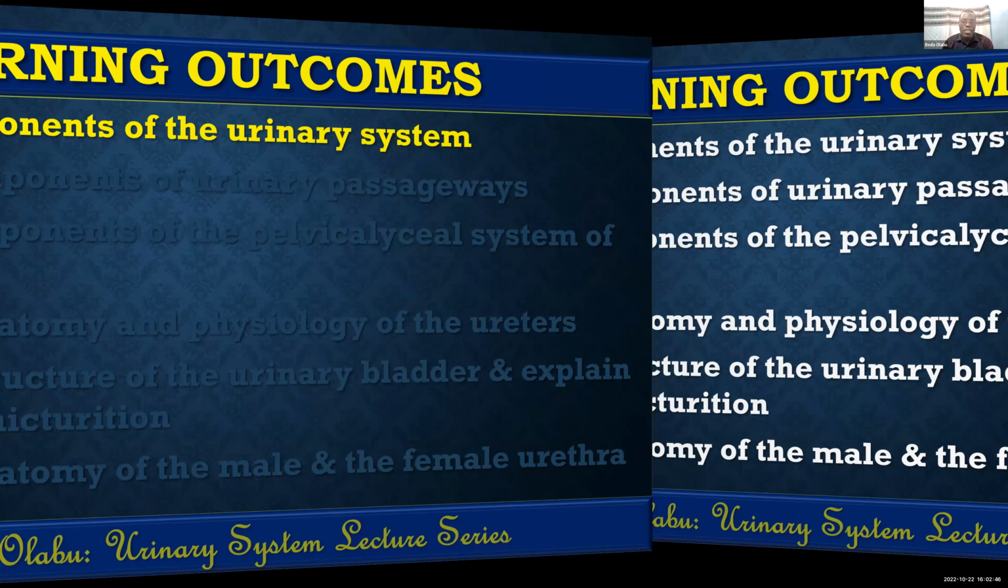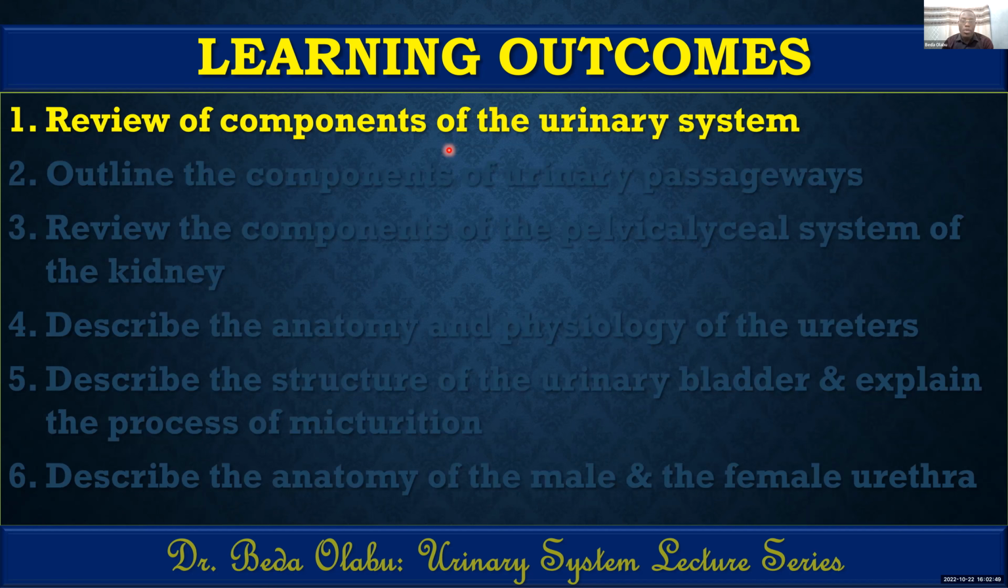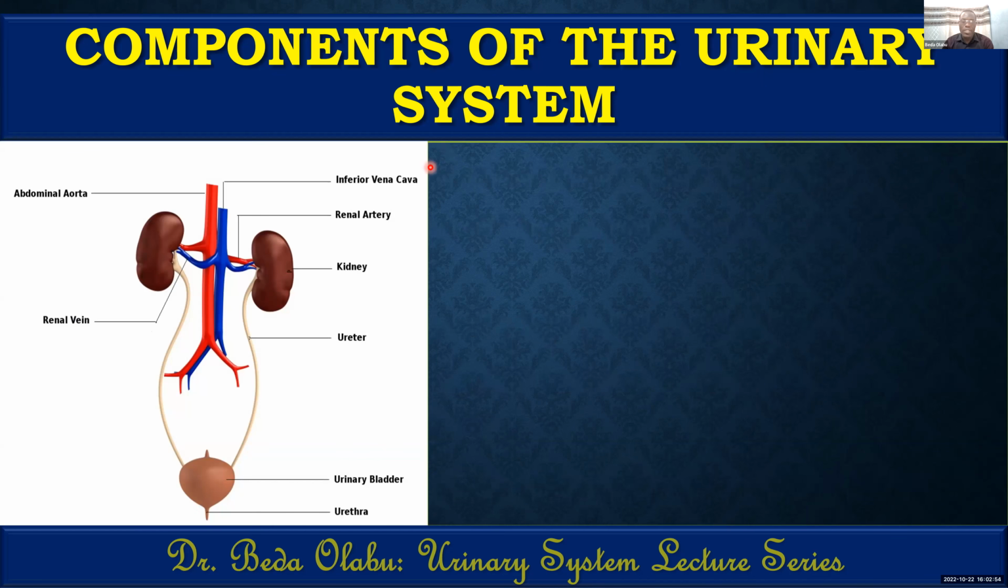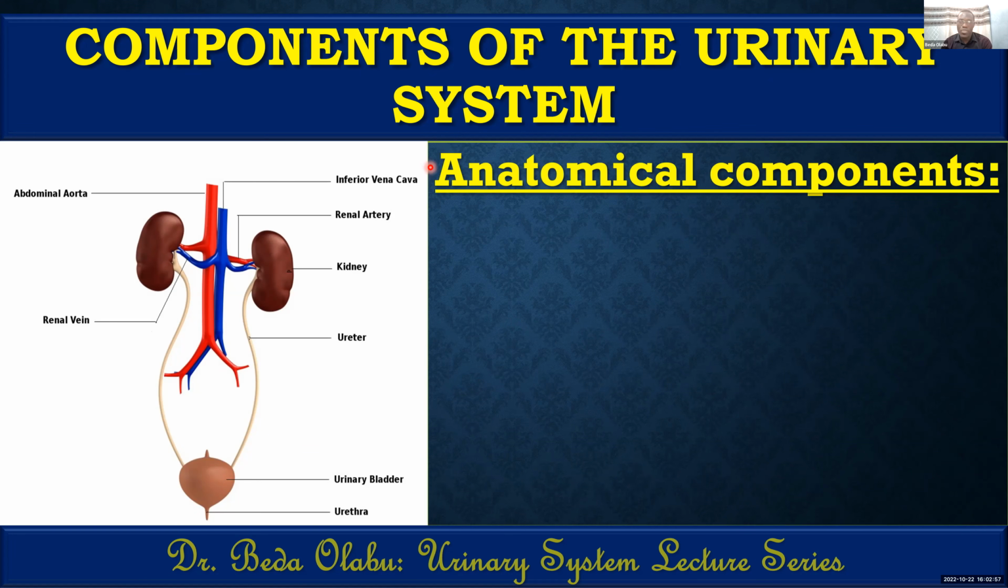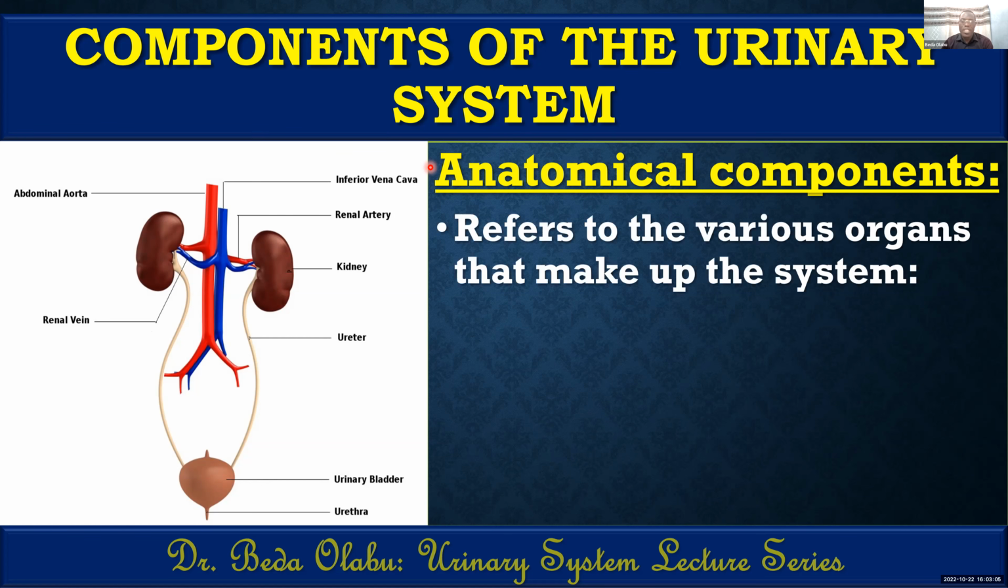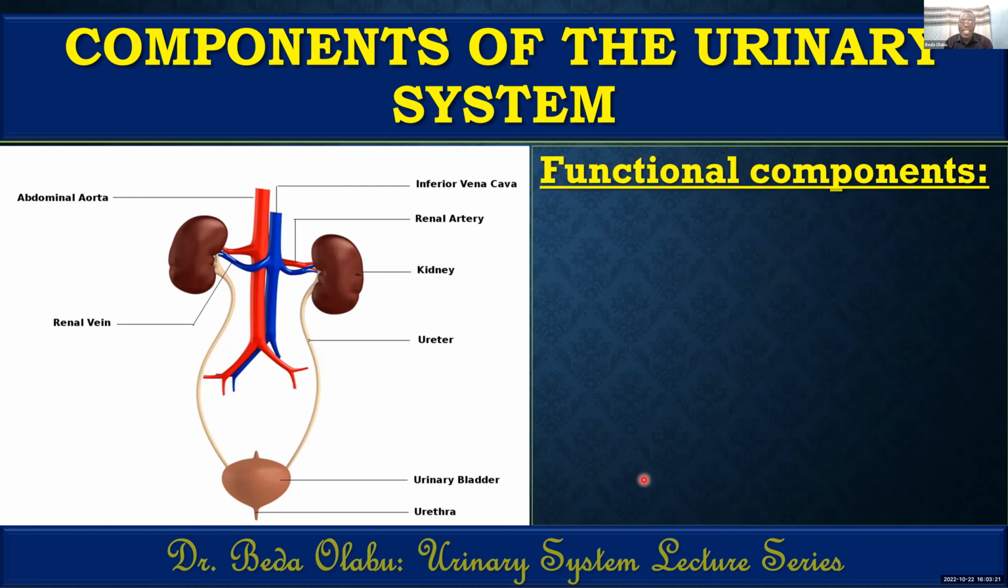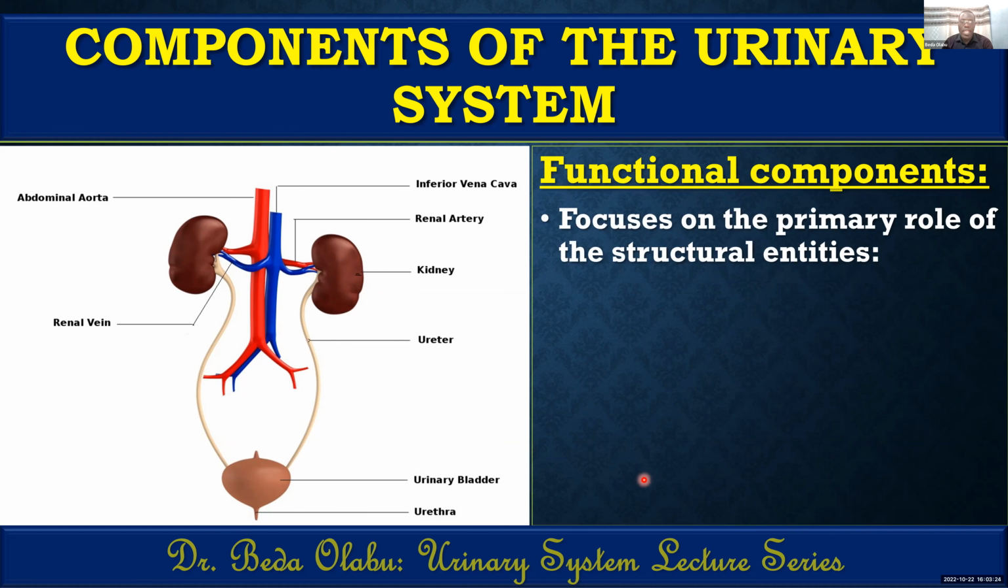So, starting with just a brief review of the components of the urinary system. You remember from our previous session, we said that we can look at the components of the urinary system in two ways, either anatomically or physiologically. Anatomically, we just look at the organs that make up the urinary system. And there are these four organs: kidneys, ureters, urinary bladder, and urethra. Physiologically, we focus on the functions played by these structural entities.